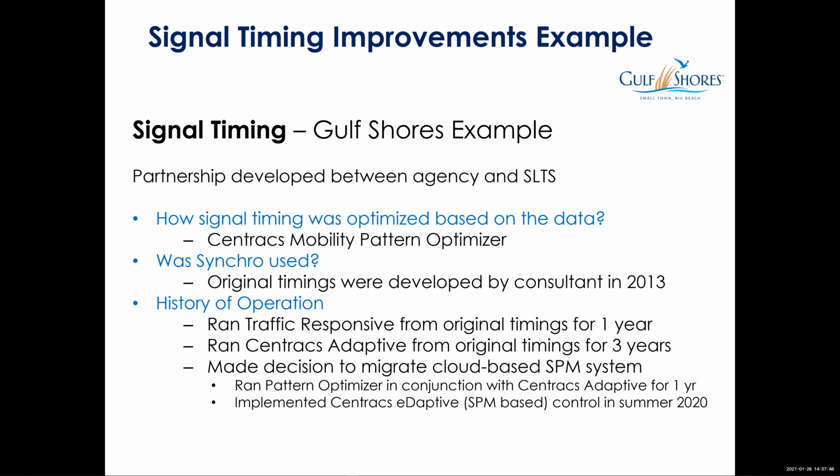This was prior to any ATSPM analysis, but we ran traffic responsive on the original timings for about a year, till about 2014. It had such an improvement that we started running traffic adaptive, Centrax adaptive, on Highway 59 for about the next 3 years. At that time, Econolite's SPM system came out, and we started to migrate towards that from Centrax adaptive.